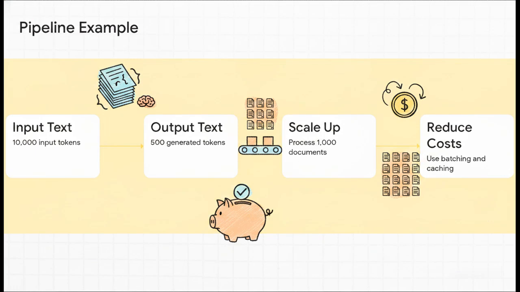Let's look at some real-world math using a legal tech example from our source material. Imagine you have a pipeline processing 1,000 contracts every single month. Each document is 10,000 input tokens, and the model gives you a 500 token summary output. Now, if you use standard processing with a model like Claude Sonnet 4.5, that would run you about $30 for inputs and $7.50 for outputs, totaling $37.50 a month. But if you apply that batch processing discount we were just talking about, that monthly cost immediately drops to $18.75.